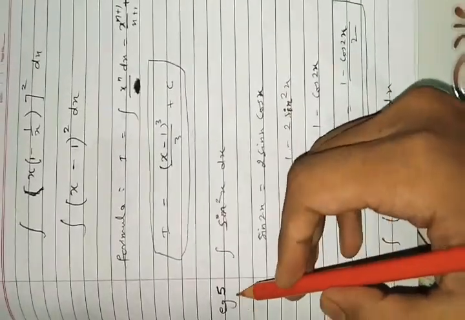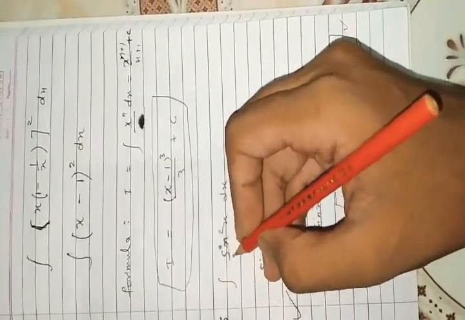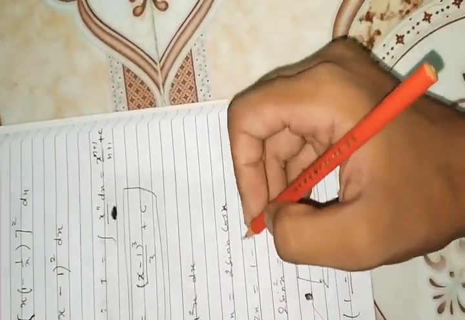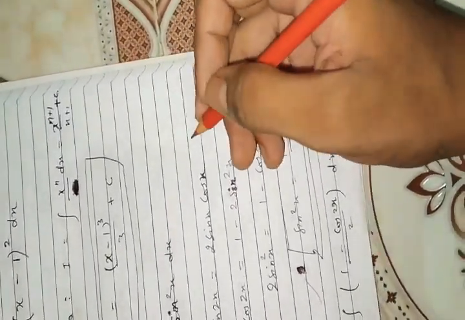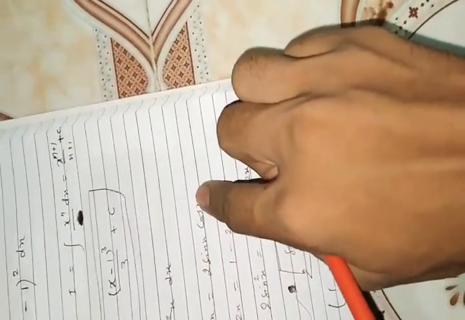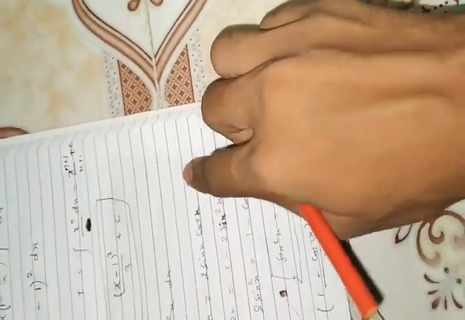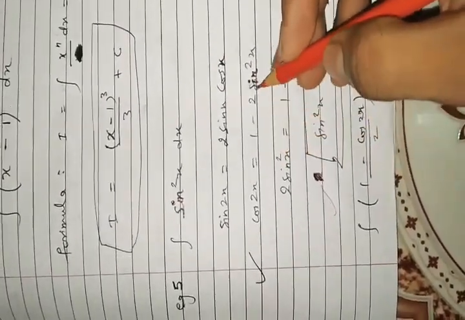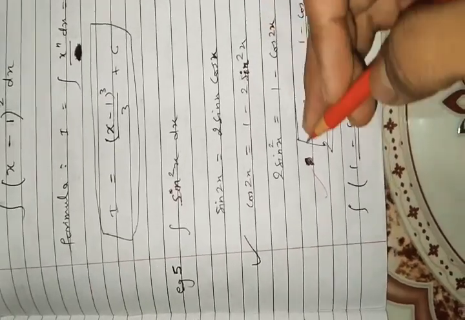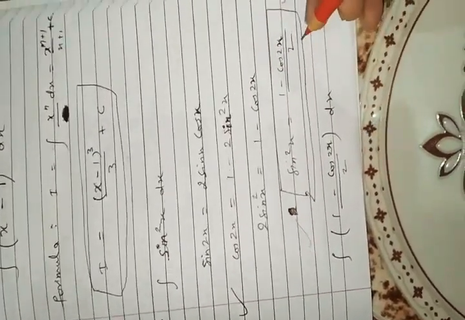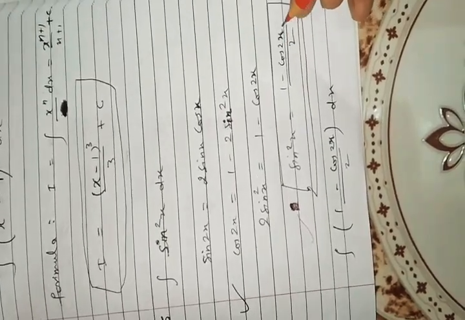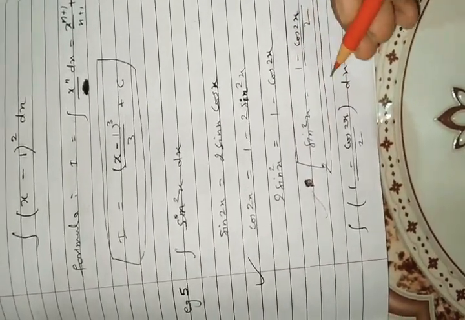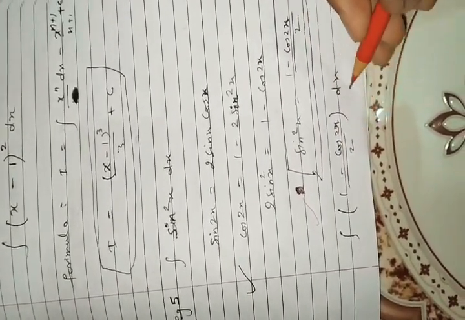And the next example is 5. Integration of sine square x dx. So we know the formulas for different trigonometric functions, and sine 2x equals 2 sine x cos x. Is it not applicable for this? So I am going to take the next formula, cos 2x equals 1 minus 2 sine square x, and we will rearrange the terms. So I am going to get sine square x equals 1 minus cos 2x upon 2, and I will put this in place of sine square x, 1 minus cos 2x upon 2 dx.